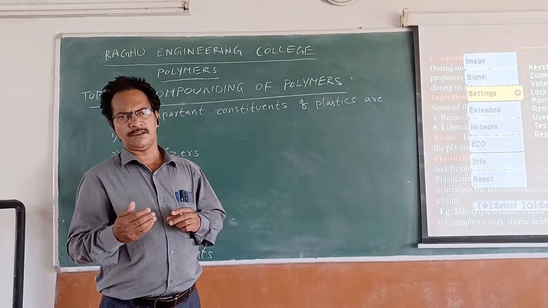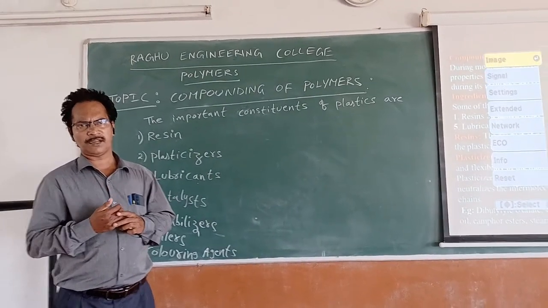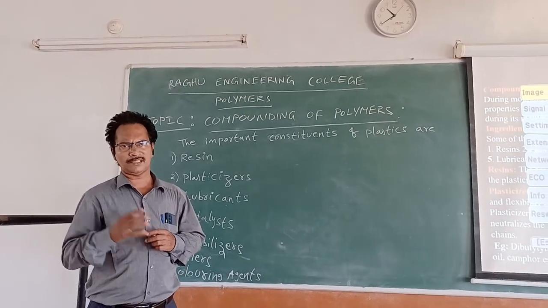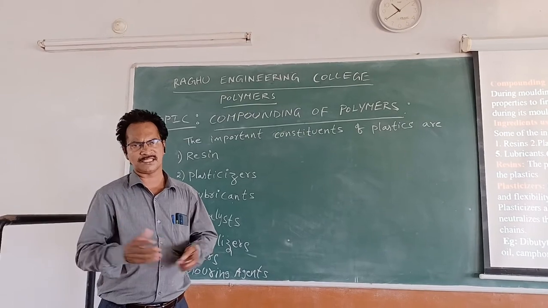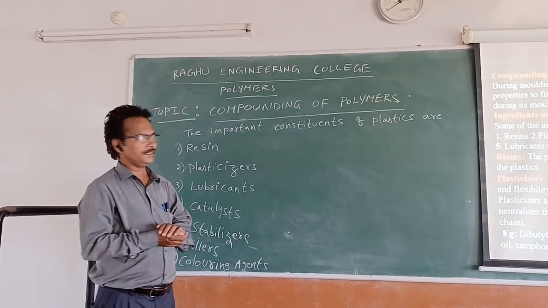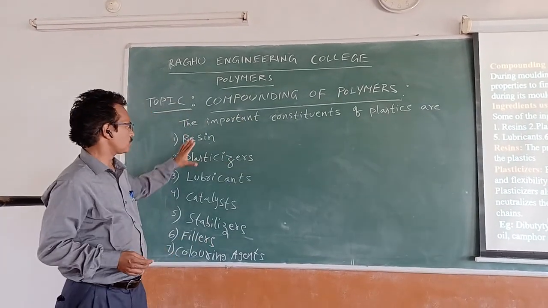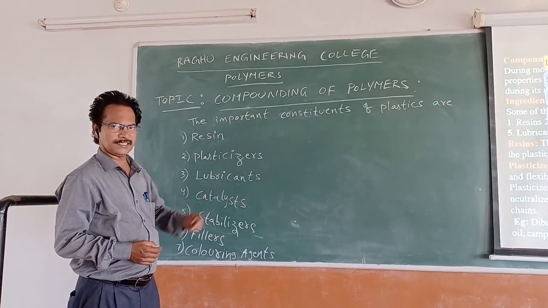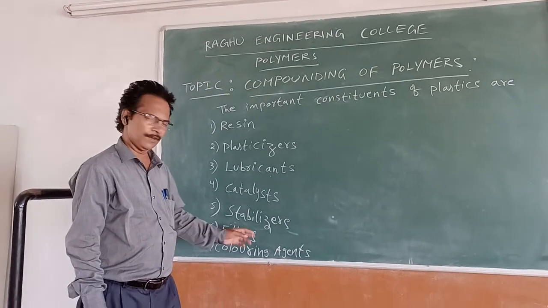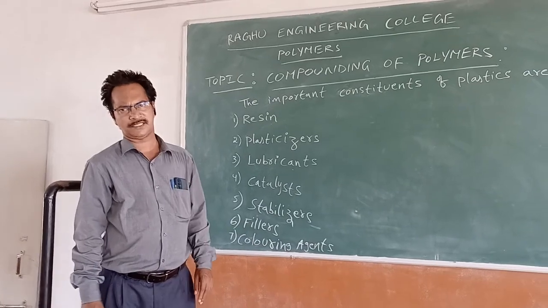Next, what are the important constituents of plastics? That means what are the various ingredients that are mixed to form a polymer and what are their functions? Today we are going to discuss these important constituents of plastic. The important constituents of plastics are: first, resin; second, plasticizers; third, lubricants; fourth, catalyst; fifth, stabilizers; sixth, fillers; and seventh, coloring agents.